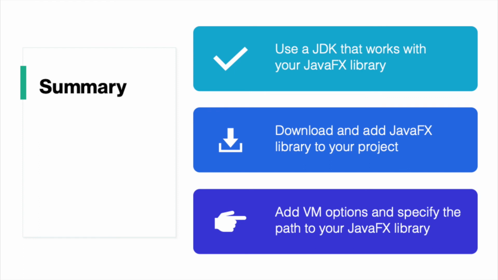In summary, there are three main things to check if you cannot run your J5x application using IntelliJ. First, you need to use a JDK that works with J5x library. In this example, I used JDK 15 and J5x 16. Second, you need to download and add J5x library to your project. And the third step is to add VM options and make sure you modify the path to your J5x library correctly.